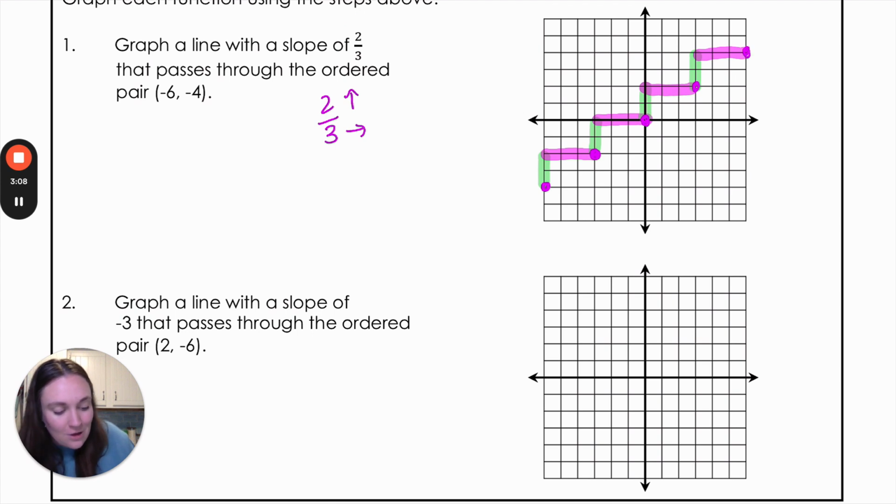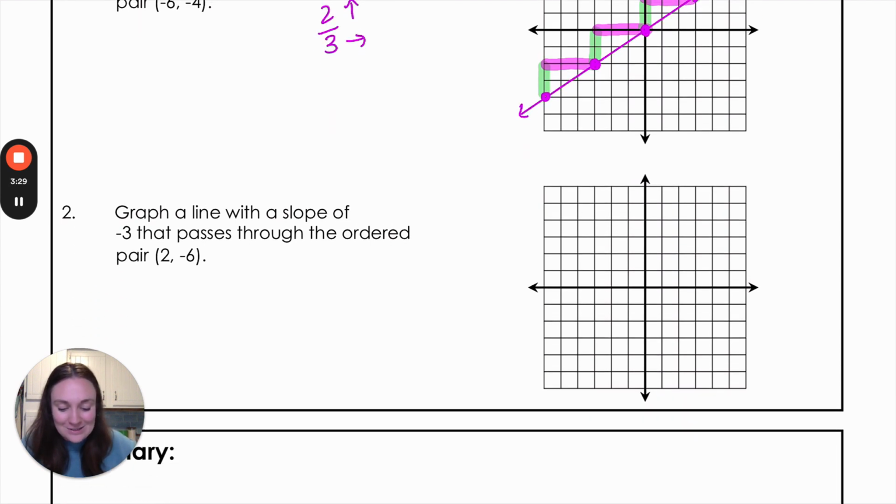Now, if you are at home or on paper, I highly suggest a ruler, but we are going to connect all these points, and you can see that they turn into that beautiful line. And again, thinking back to what we know about slope, that slope of 2/3 is positive, so we know that we should be going up left to right. So it's a good check step to throw in there. Let's try one last one together.